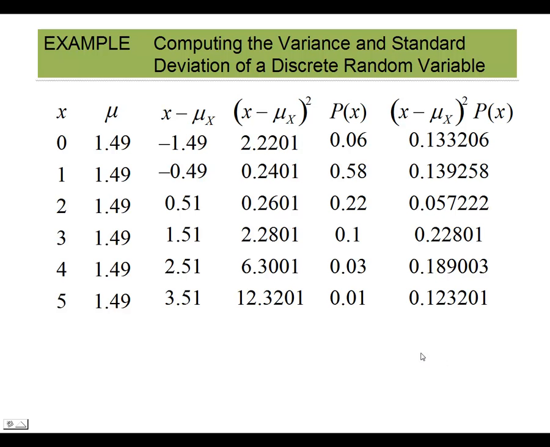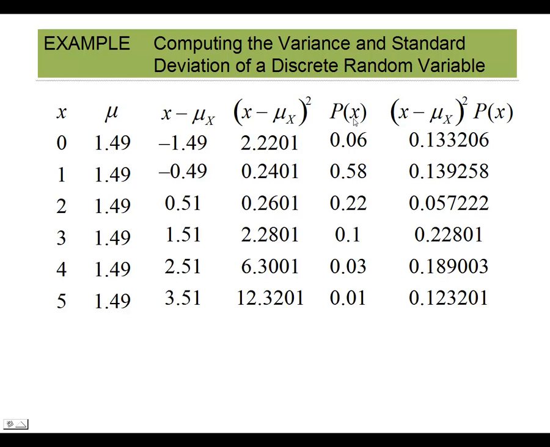Alright, so I've set up a little chart here of how you might want to look at breaking down that formula. The different values of x are right here. The mean again was 1.49, so the mean doesn't change, it'll be the same within the entire column. Now this is how much x deviates from the mean. So x minus the actual mean will give us these values. Once we square them, they all become positive, and ultimately we need to multiply the squared deviations by the probabilities.